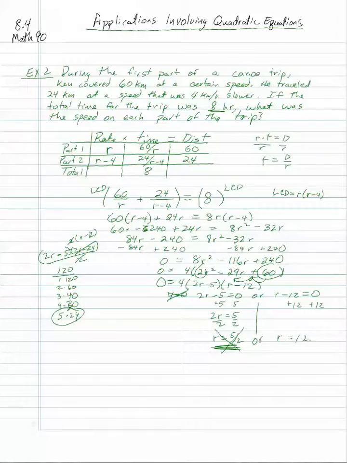And so for the first part of the trip, the speed of part 1 is equal to R, which is 12, and the speed of part 2 is R minus 4, which is 12 minus 4, which is 8. These are kilometers per hour.